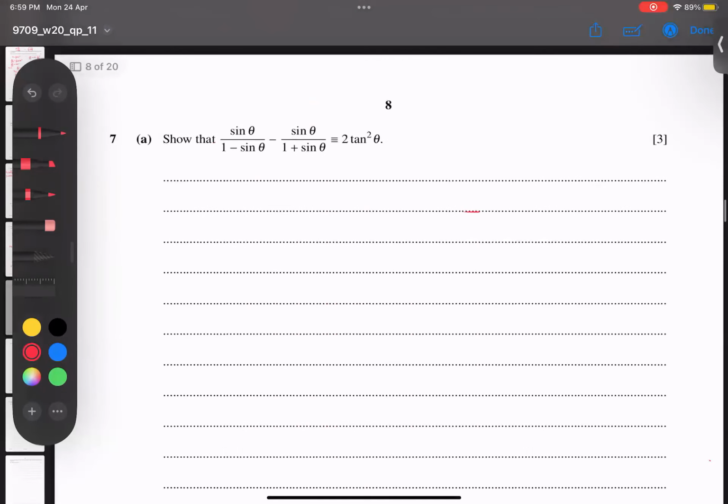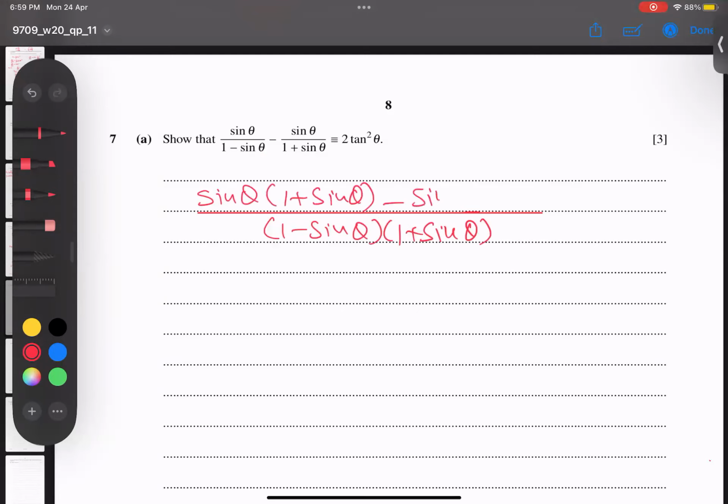So, next question. Students, whenever we have this kind of question, we have to take the LCM, and turn one minus sign into one plus sign. So this multiplies with that and this multiplies with that. So sine theta into 1 plus sine theta, minus the upper sine theta into this will multiply there. So I get 1 minus sine theta.